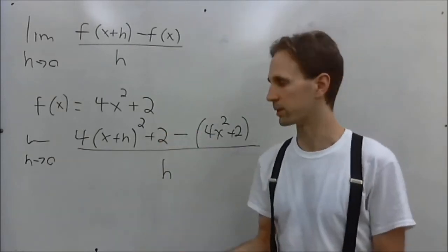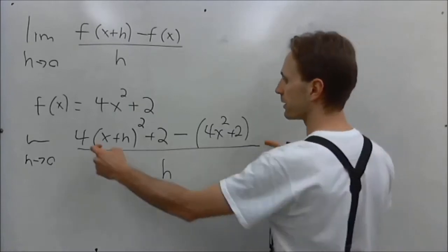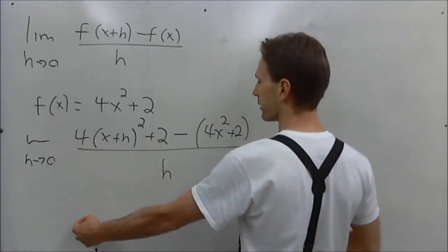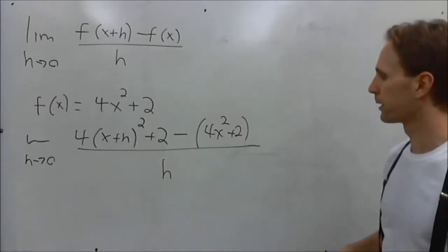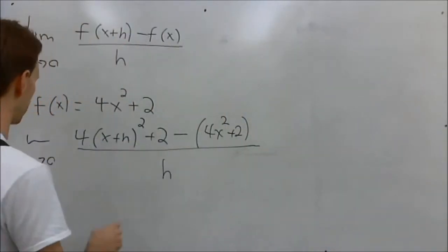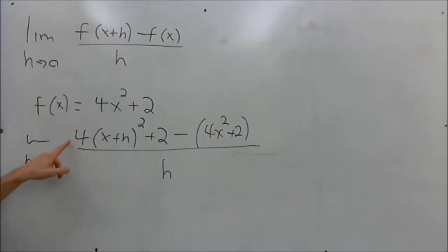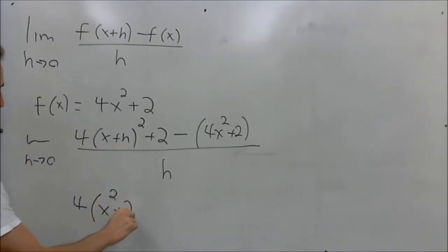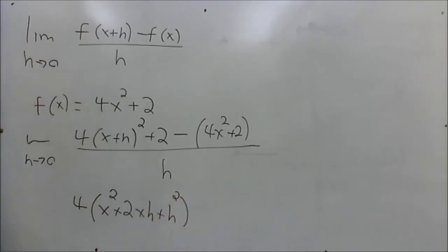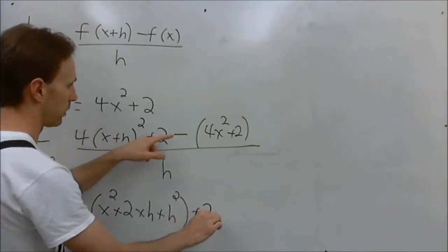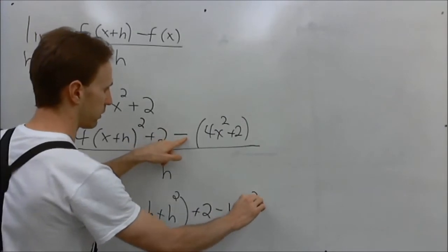It can get a little bit nasty, but we can get through it. I'm going to take this and just write this down here, and then I'll put it all over h back up here after I clean it up a little bit. So I'm just going to take this and simplify it. When I multiply this out, I'll get 4 times x squared plus 2xh plus h squared, right? I have to distribute the 4 to each term in here, plus 2 minus 4x squared minus 2.